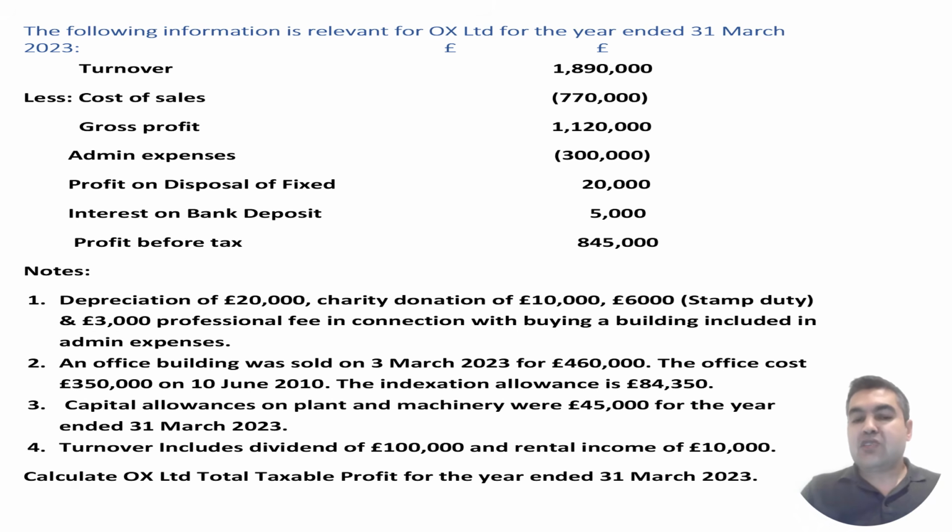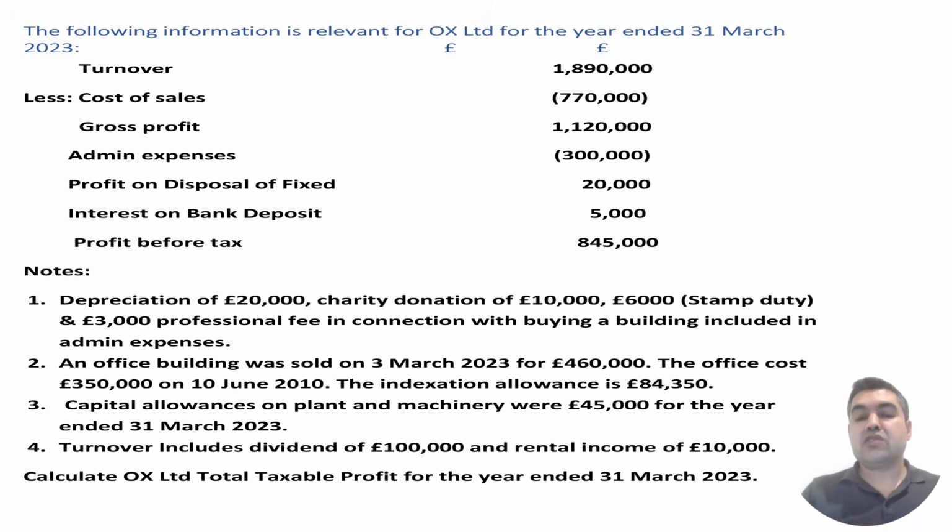An office building was sold on 3rd of March 2023 for 460,000. The office building was bought for 350 on 10th of June 2010. The indexation allowance is 84,350. Remember, indexation allowance has been ceased as of 31st of December 2017. So no more indexation allowance. It will be given to you. If it's not given to you, it's very easy to calculate. However, we will discuss this when we reach the capital gain schedule.